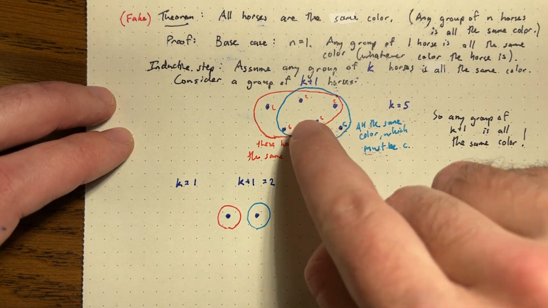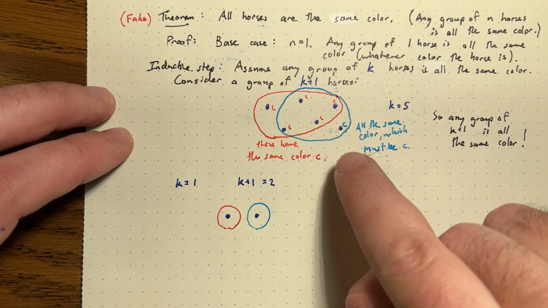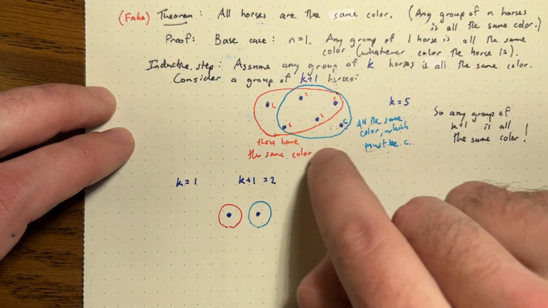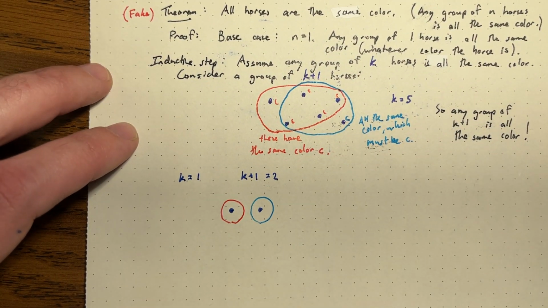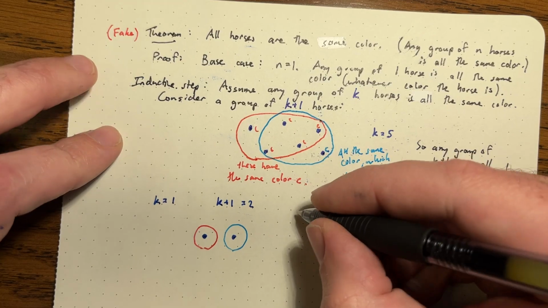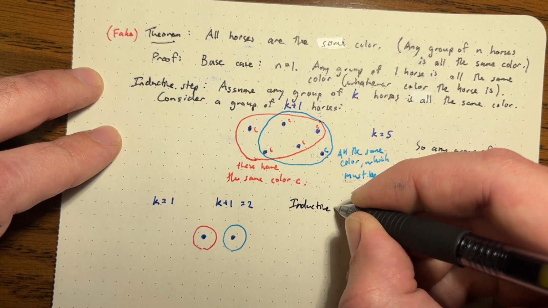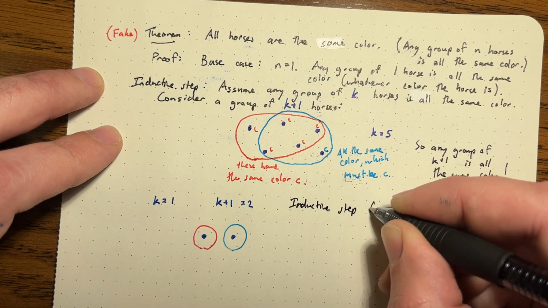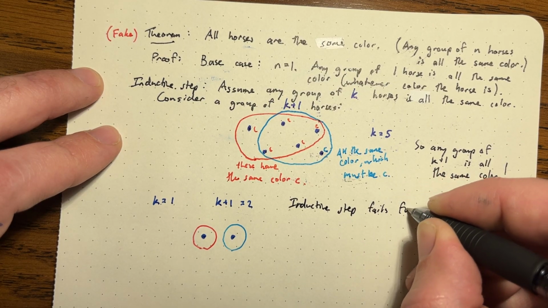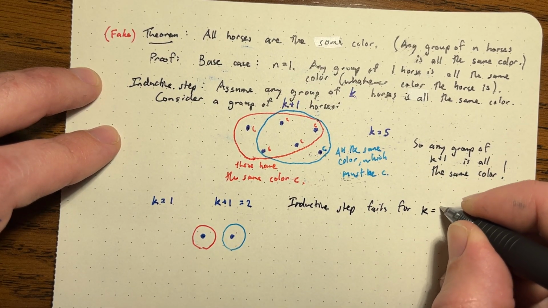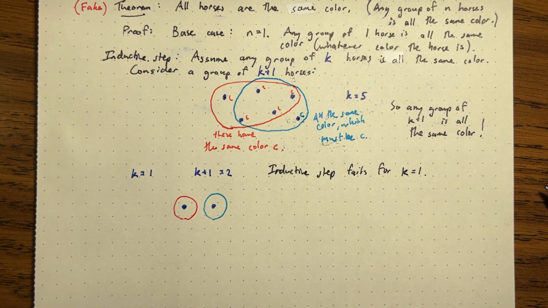So I cannot sort of use the inference to translate something about this group into a statement about that group. And so this actually fails. The argument fails. So the inductive step fails. It fails for exactly k equals 1. And it works for every other value of k, which is why this is pretty subtle. It's pretty difficult to detect the mistake here.